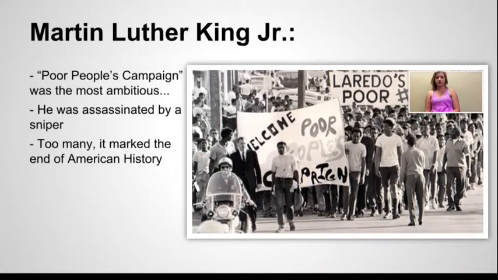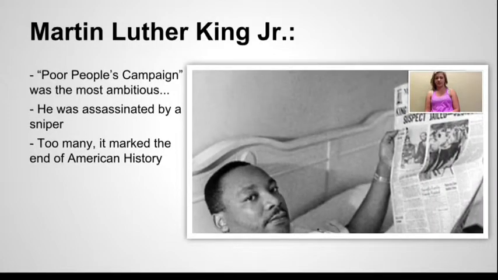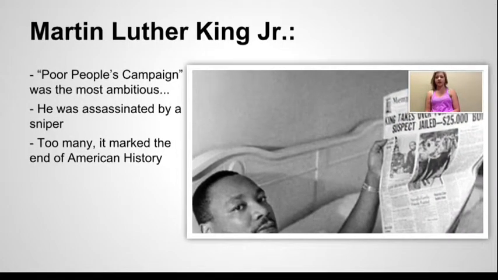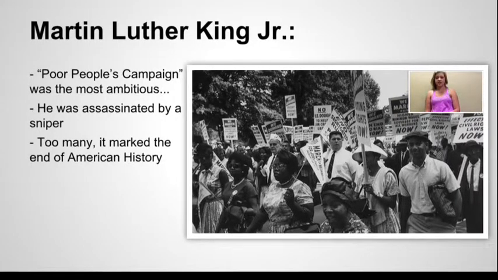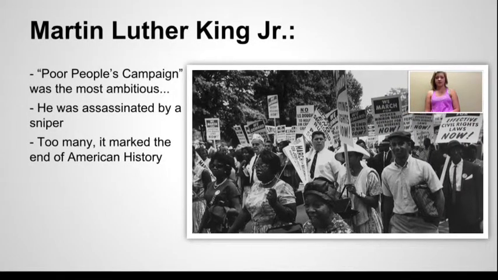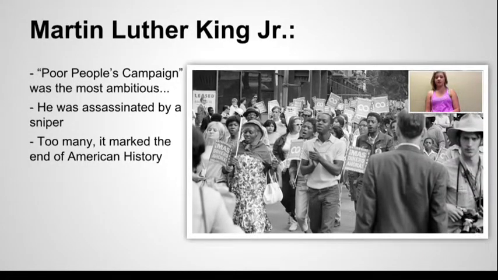The Poor People's Campaign was the most ambitious one that Dr. King would ever lead. This campaign wanted to end poverty and unemployment in the United States. He was assassinated by a sniper. His death marked the end of an era in American history.